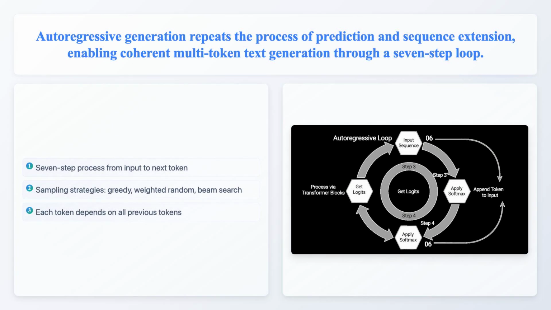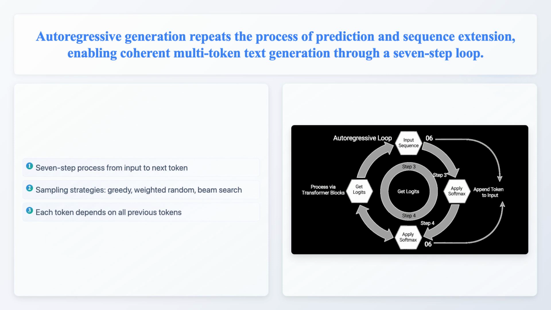Now we can complete the autoregressive generation loop, the process that enables coherent multi-token text generation. Here's how it works. Step 1. Provide the initial input sequence to the model. Step 2. Process through all transformer blocks to get contextualized representations. Step 3. Apply linear projection to get logits for all vocabulary tokens.